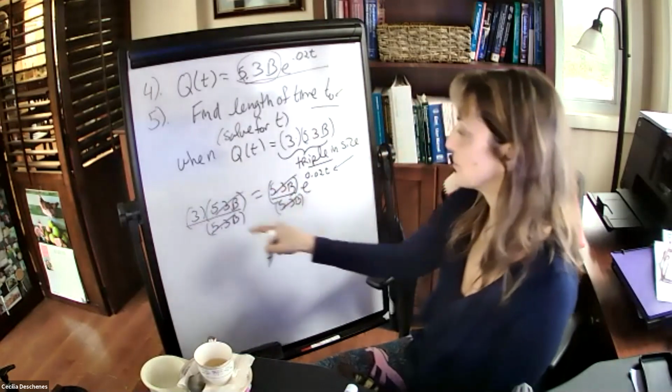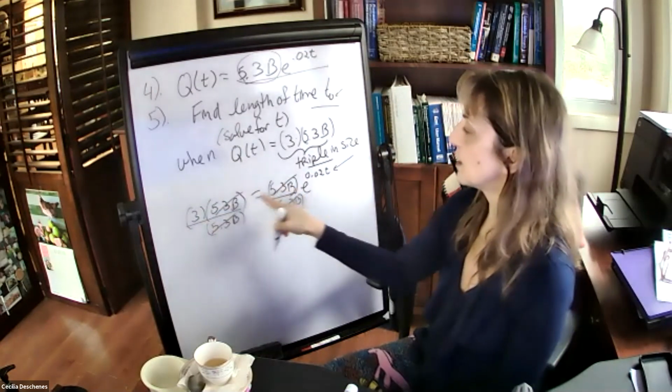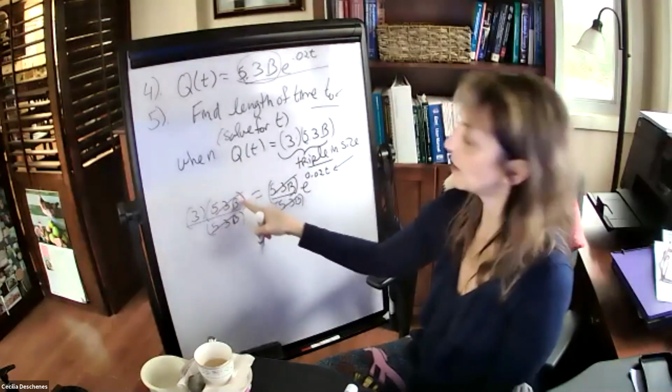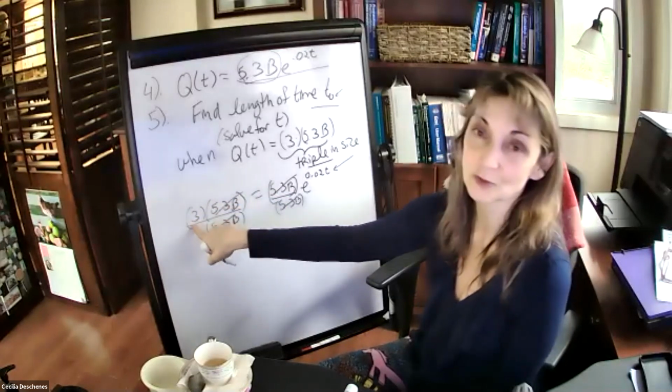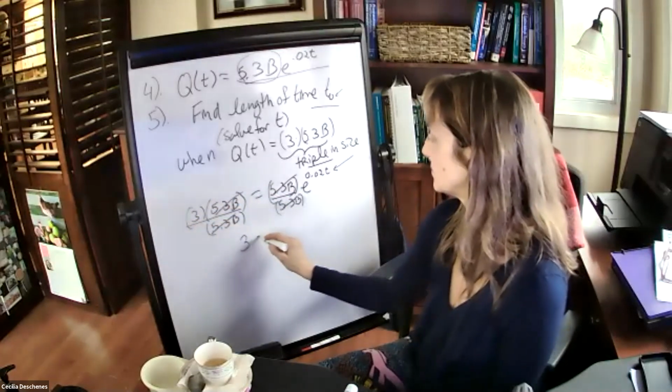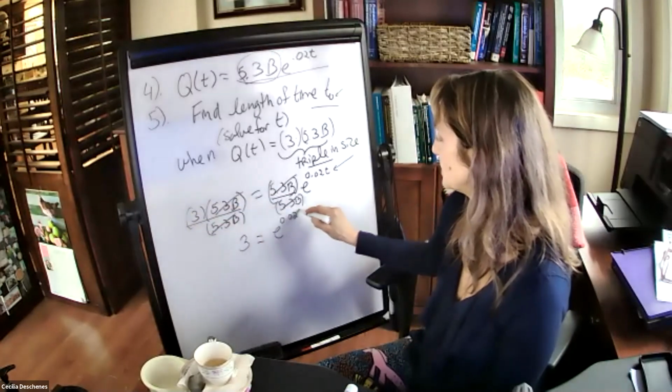These cancel, these cancel. So after you've done a few of these, you'd realize this is Q naught. This is 3 times Q naught. And so you don't really have to do all the math. If it wants to triple, you just put 3 equals e to the 0.02 t.